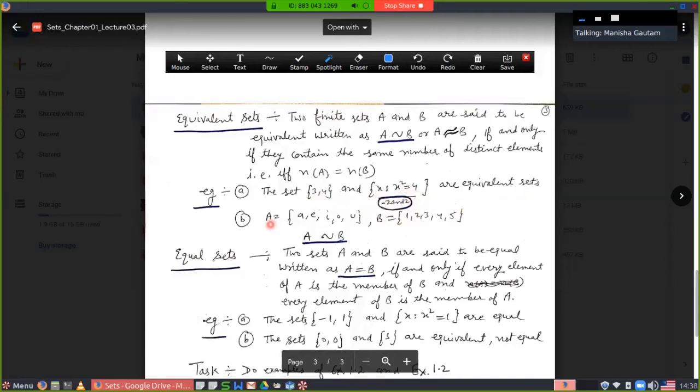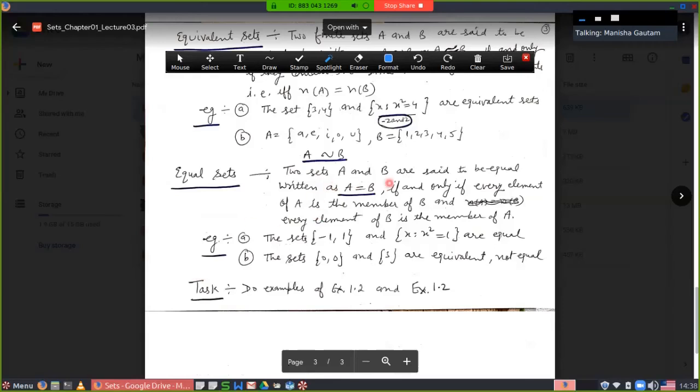In the second example, A is a set having 5 vowels, and B is a set having 5 numbers. Both sets have the same number of elements. That is why they are equivalent sets, and it can be written as A is equivalent to B. Now, equal sets.